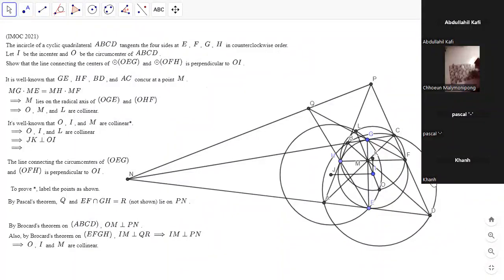Yes, because MG times ME is MH times MF, so it has the same power with respect to these two circles, so it has to be on the radical axis. So yeah, this is a good problem.